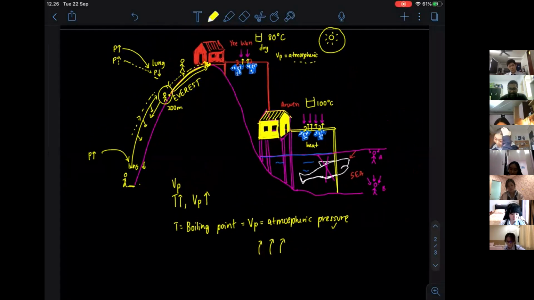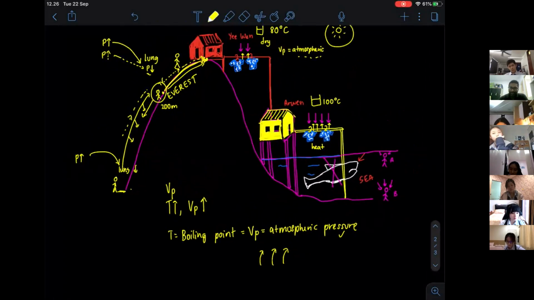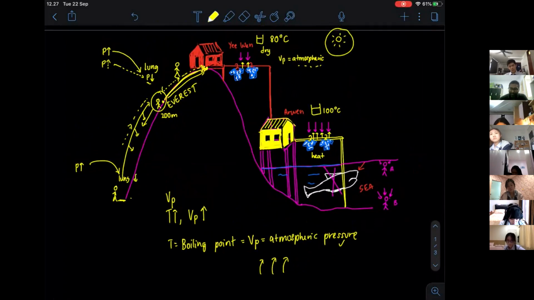Application wise, when you go to higher altitude, you will have less air pressure, so the vapor pressure can reach the atmospheric pressure much faster at higher altitude. Even though you have some kind of advantage there, the higher you go, you will have problems with breathing. That's going to be the problem as well.